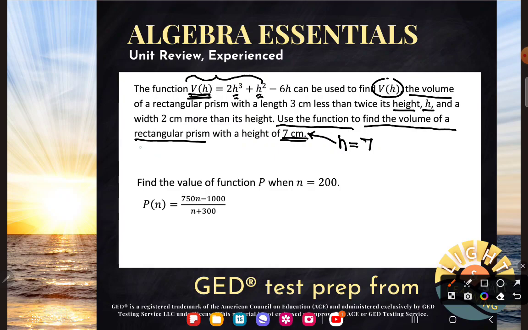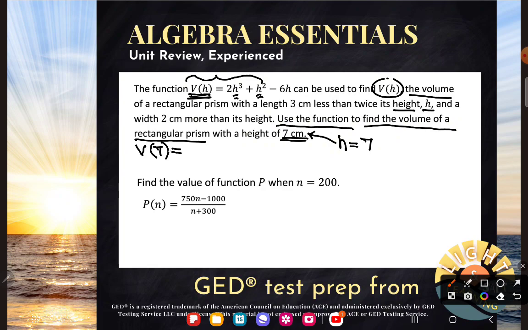So let's do that. Now, when you go to college, they're going to write v of 7 here. Now, they're not multiplying. They're just saying the volume when h is 7. But you don't have to write it like that. You're fine. But if you do see it, I don't want you to freak out.